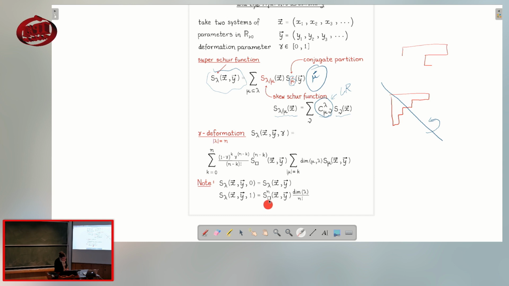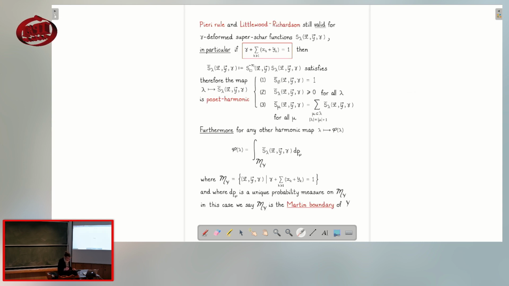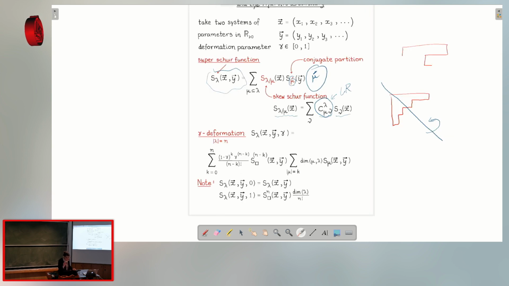the nth power of the Schur function for a box times this Plancherel factor here. Remember, this part, dimension lambda over n factorial, was the example of a coset harmonic function. If we set our y to be 0, then you get something new, even if gamma is non-trivial.